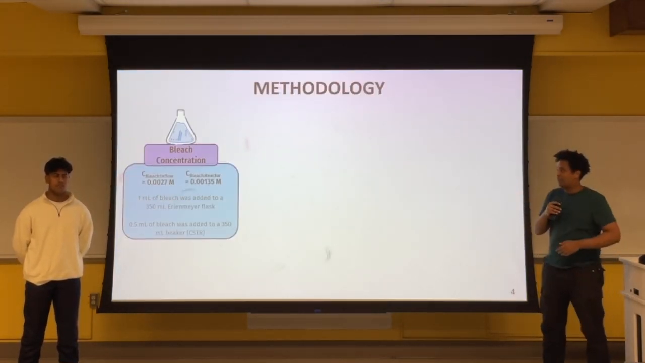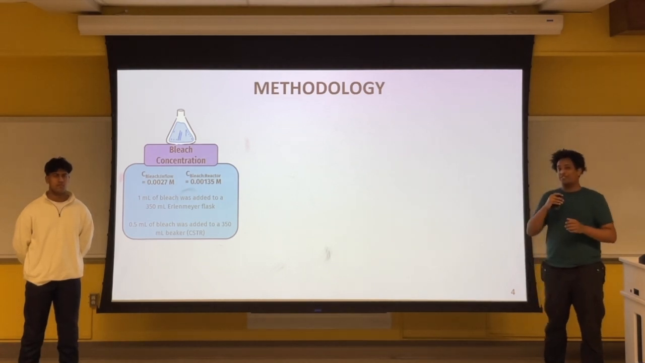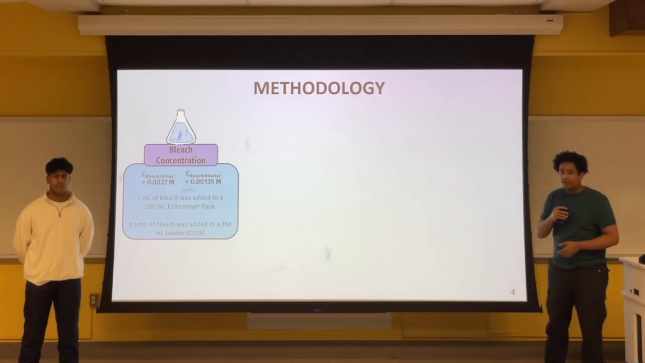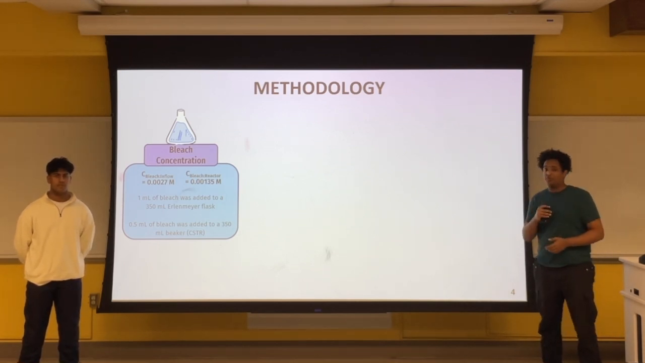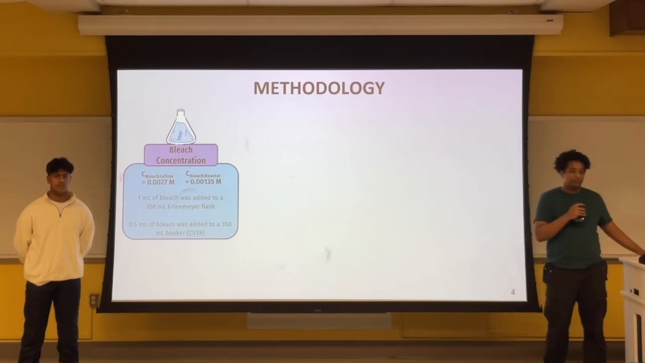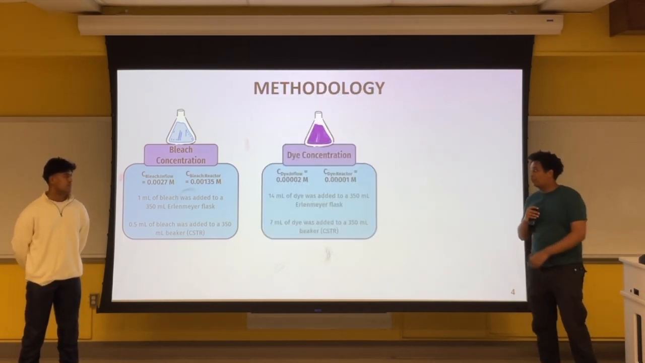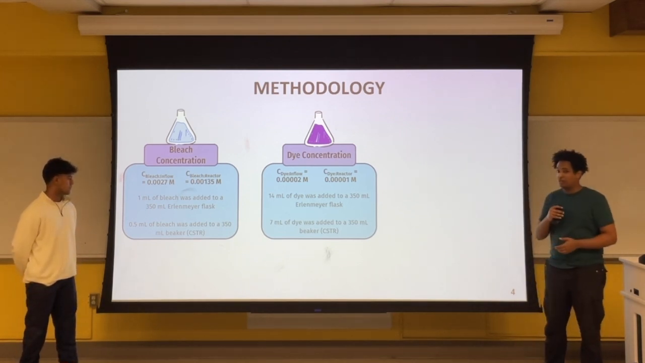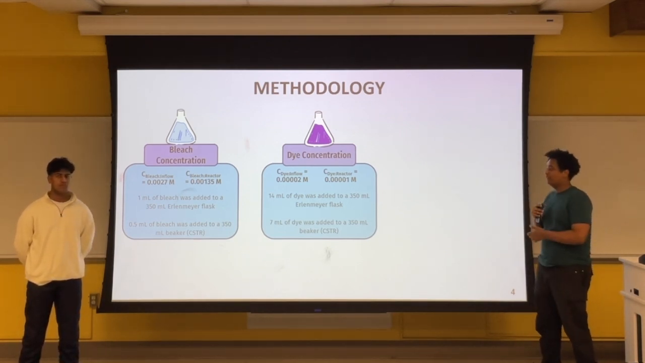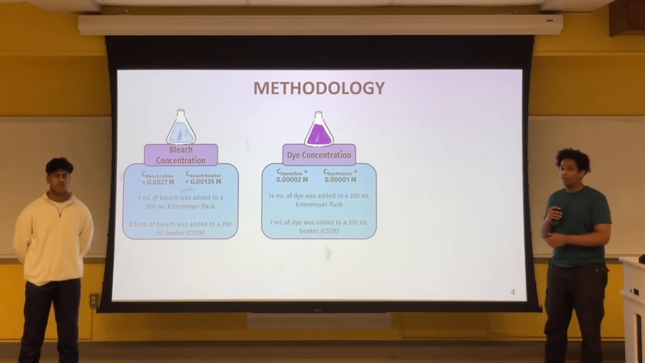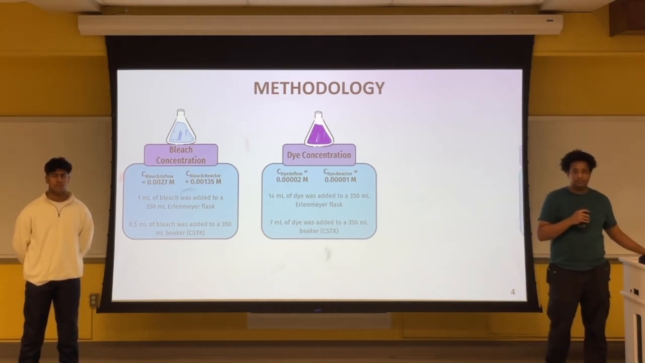First, the bleach concentration in the inflow was equal to 0.0027 molarity, with the reactor concentration being 0.00135 molarity, meaning 1 milliliter of bleach was added to our Erlenmeyer flask and half a milliliter being added to our CSTR. Next, for dye, we found an inflow concentration of 20 micromoles and a reactor concentration of 10 micromoles, resulting in 14 milliliters of dye being added to our Erlenmeyer flask, with 7 milliliters being added to our CSTR.